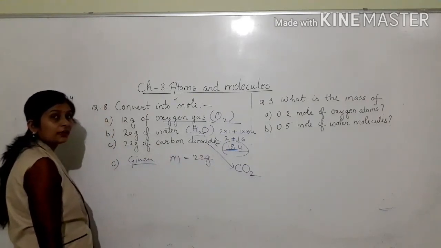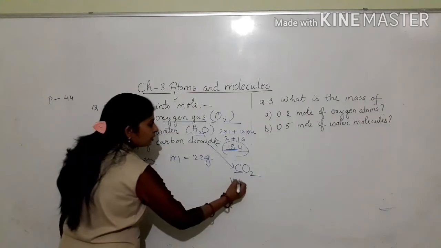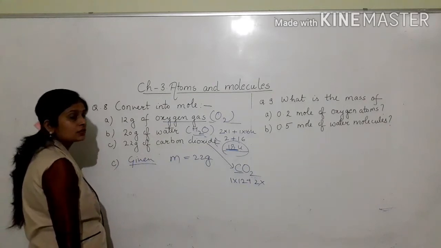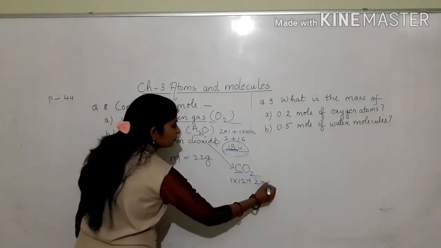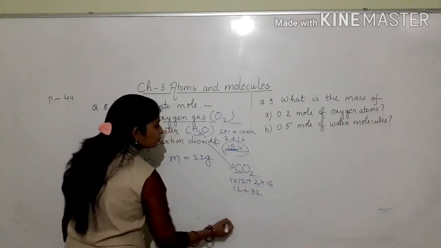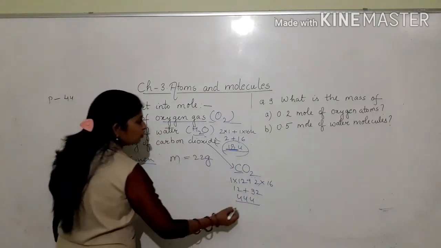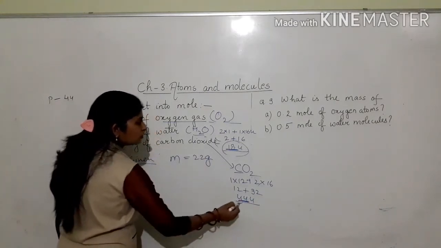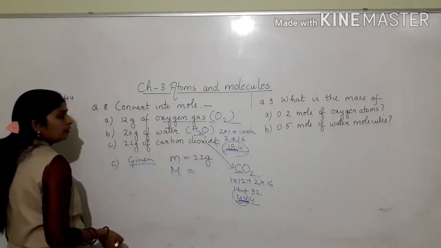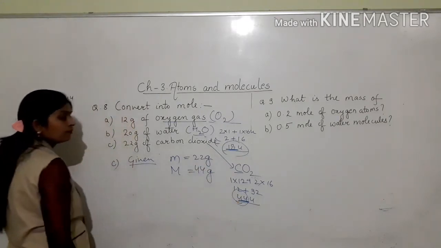So first of all we will calculate its molecular mass. Its molecule has one carbon atom having 12 U mass plus 2 oxygen atoms. If one oxygen atom has 16 U mass, then 2 oxygen atoms will have 2 into 16 U mass. 1 into 12, 12, plus 2 into 16 is 32. 12 plus 32, 44 U. So what is the molecular mass of carbon dioxide CO2? It is 44 U. It has numerical value 44. So its molar mass, denoted with capital M, will have the same numerical value 44. In place of U we will write g.